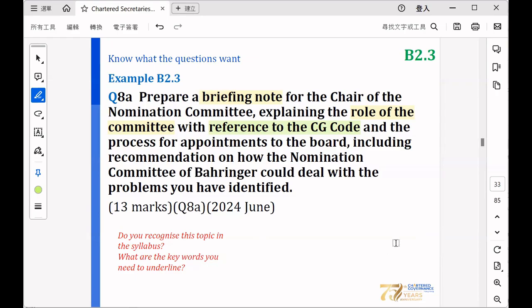So what is the role of the nomination committee? Probably you know that they're responsible for reviewing the size, structure, and compositions of the board annually and making recommendations on any change. The nomination committee also needs to identify individuals who are suitably qualified to become a member of the board. So they are the people in the team.